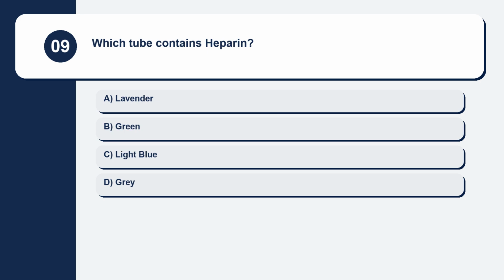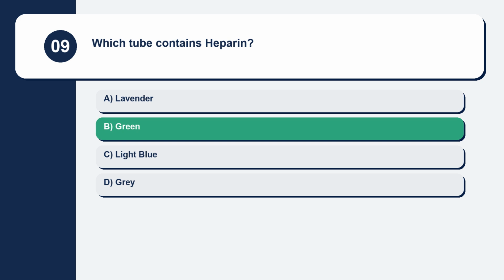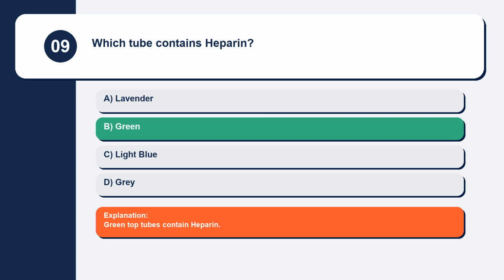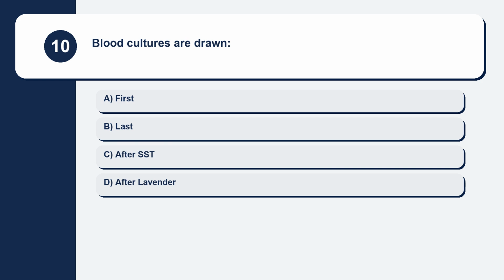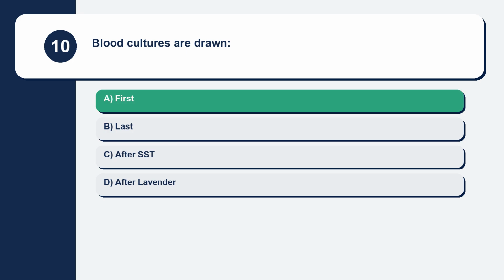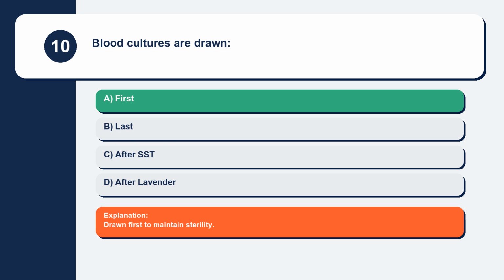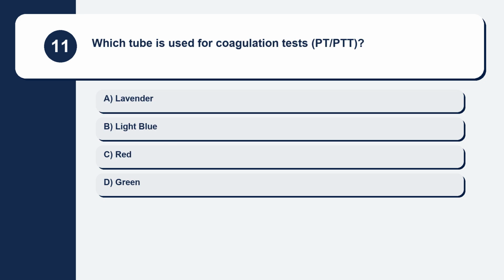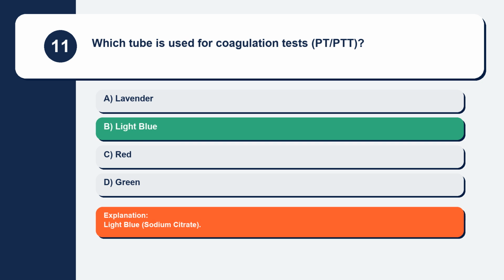Question 9. Which tube contains heparin: lavender, green, light blue, or gray? Green top tubes contain heparin. Question 10. Blood cultures are drawn first, last, after SST, or after lavender. Drawn first to maintain sterility. Question 11. Which tube is used for coagulation tests PT/PTT? Lavender, light blue, red, or green. Light blue sodium citrate.